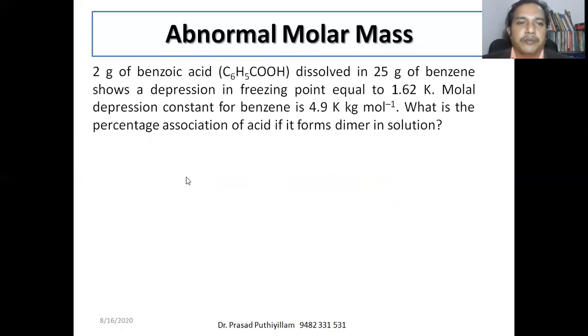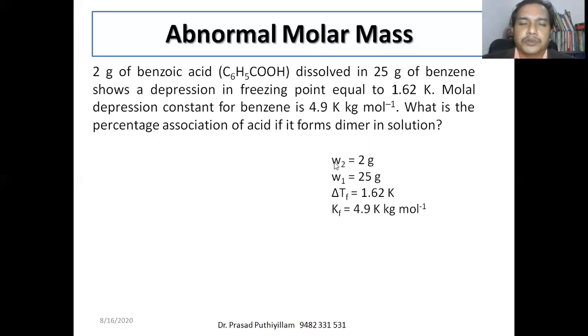Okay, we'll take one numerical problem. 2 grams of benzoic acid, C6H5COOH, when dissolved in 25 grams of benzene, shows a depression in freezing point equal to 1.62. The molar depression constant of benzene is 4.9 Kelvin kilogram per mole. What is the percentage association of the acid, if it forms a dimer in solution? So it is an association case. Given values are W2 is 2 gram, W1 is 25 gram, delta Tf is 1.62 Kelvin, and Kf is 4.9 Kelvin kilogram per mole.